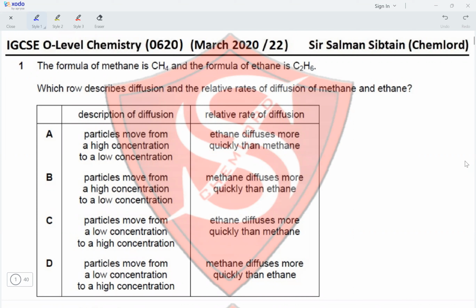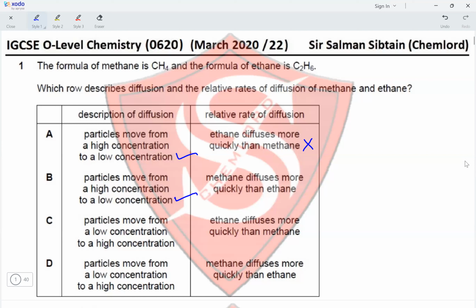So, description of diffusion: particles move from a higher concentration to a lower concentration. Yes, this is correct. And the relative rate of diffusion: ethane diffuses more quickly than methane. No, diffusion depends on Mr. Methane has a lower Mr, so it would diffuse more quickly than ethane. So this is incorrect.